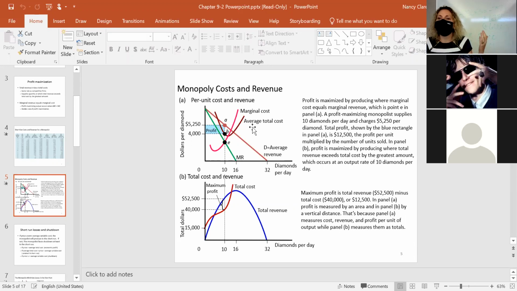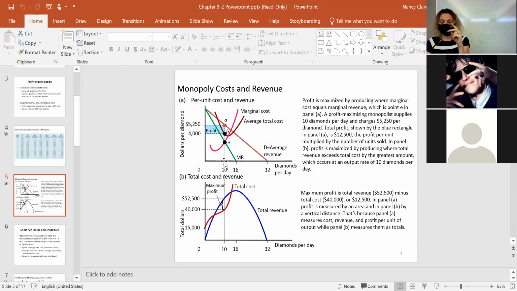Why do you care about any quantity except for MR equals MC? You don't. You don't care. So I want to know what quantity I'm focused on. And in this case, I find MR equals MC here at point E. I go down to the x-axis, I find my quantity of 10. Now, the only pieces of information I care about are the pieces of information associated with the quantity of 10.